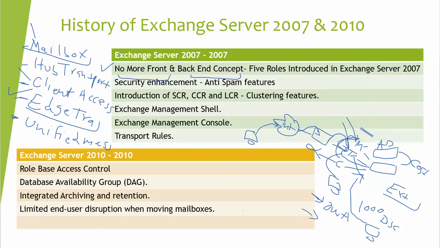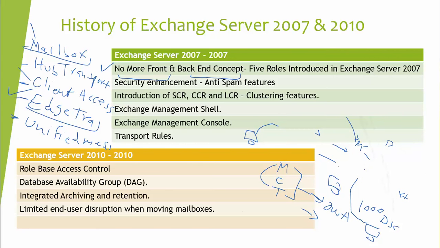So in Exchange Server 2007, mailbox, client access, and transport role were the main parts that you were required to install in order to make your Exchange server work properly. Without these three, your Exchange server was nothing. So one other thing that is left is the unified messaging role.